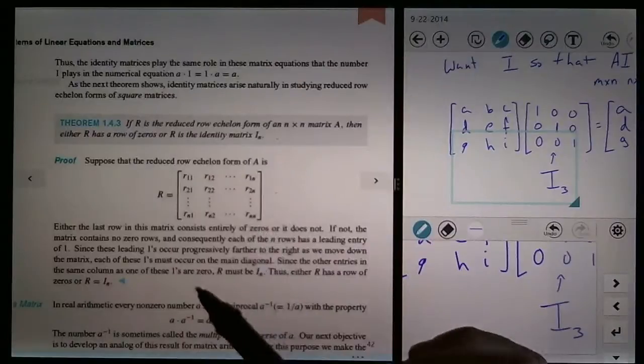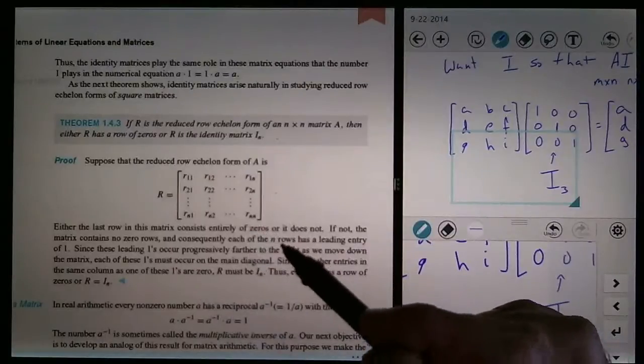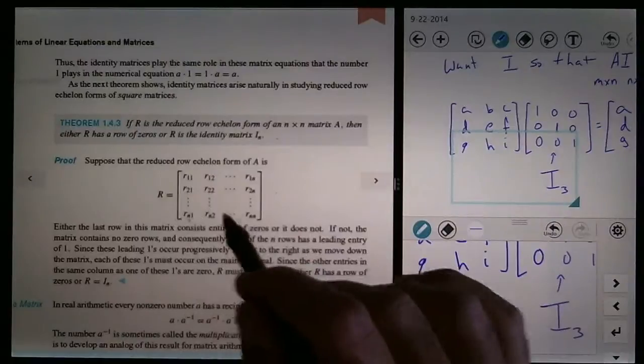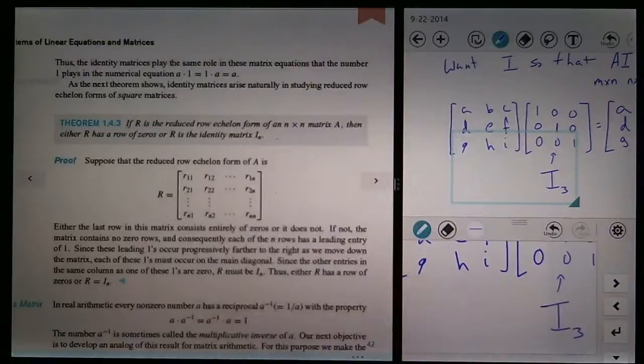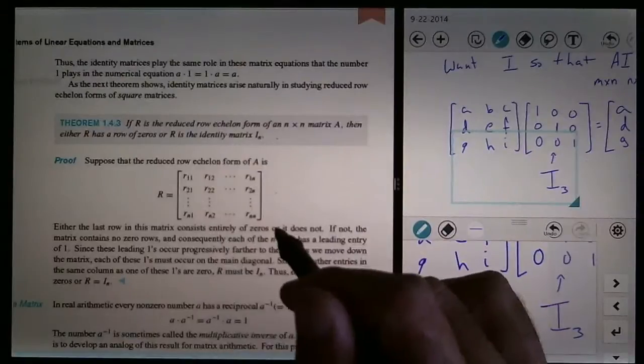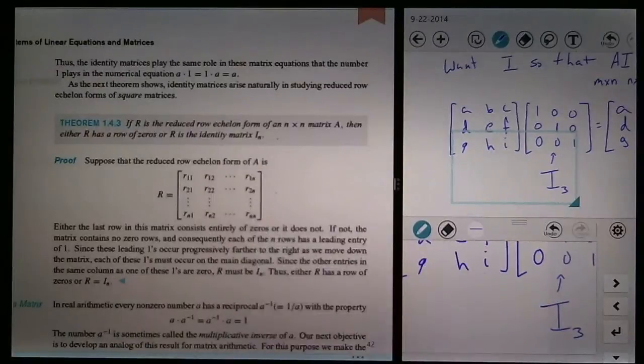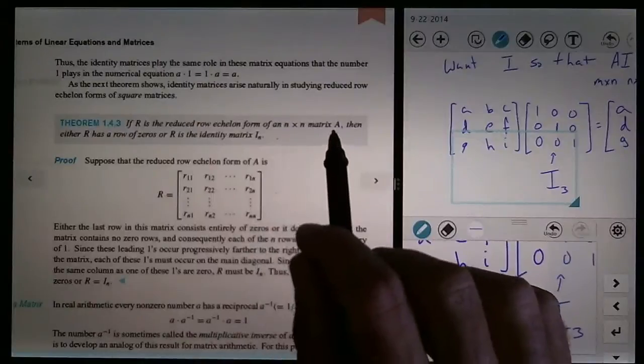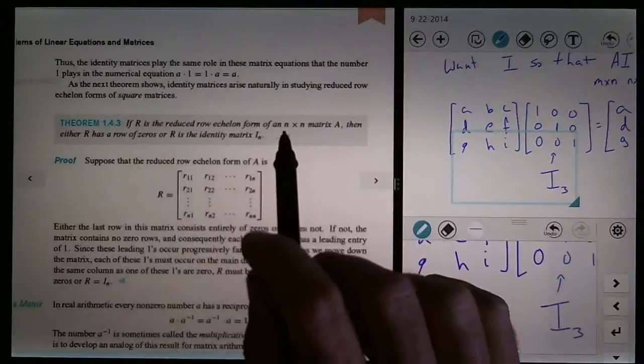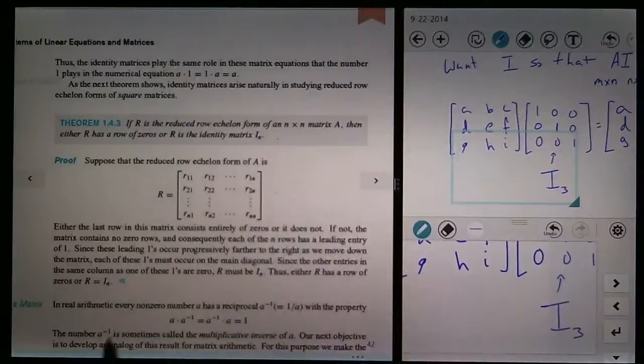On the other hand, if you have fewer than n leading 1s, then you're going to have a row that doesn't have a leading 1 in it, which means you've got a row of all zeros. So either you've got a row of all zeros, or the reduced row echelon form is an identity matrix. This is for n by n. If it was rectangular and not square, then this theorem doesn't apply. Okay. So the next thing we want to do with this identity matrix is to talk about inverse matrices, essentially reciprocals.